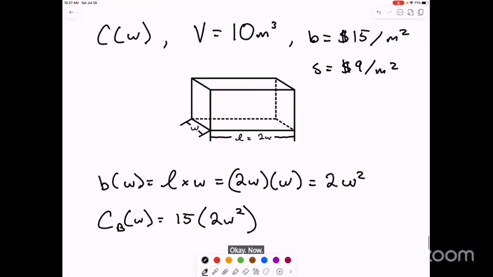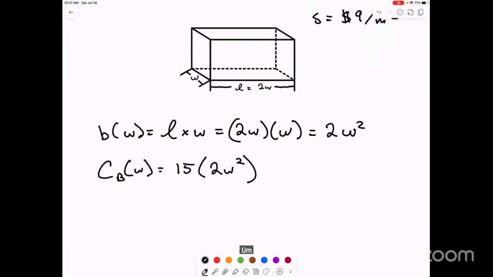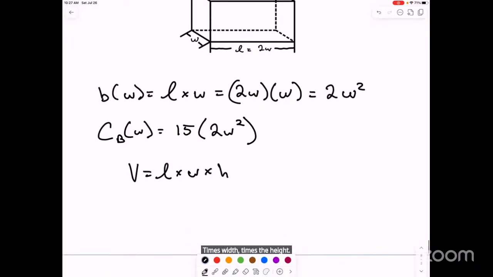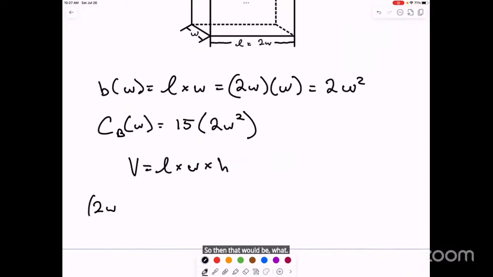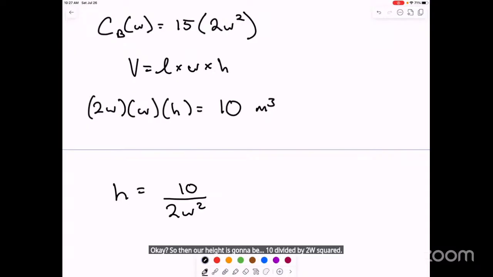Now the height. We have that the volume is 10 cubic meters. So the volume would be length times width times the height. So that would be 2W times W times the height equals 10 cubic meters. So our height is going to be 10 divided by 2W squared meters.